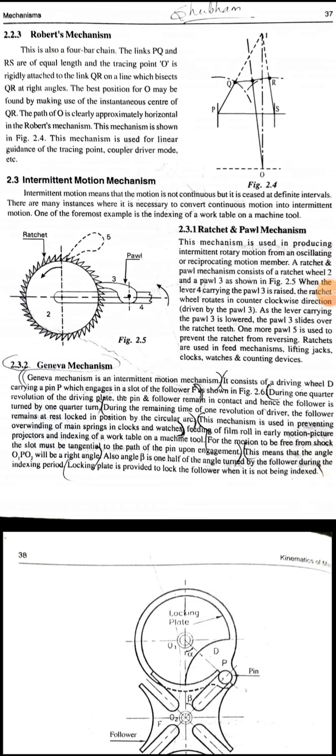So next topic on Module 1, kinematics of machines. Okay, so Module 1 chapter, mechanisms. Next topic is intermittent motion mechanisms.